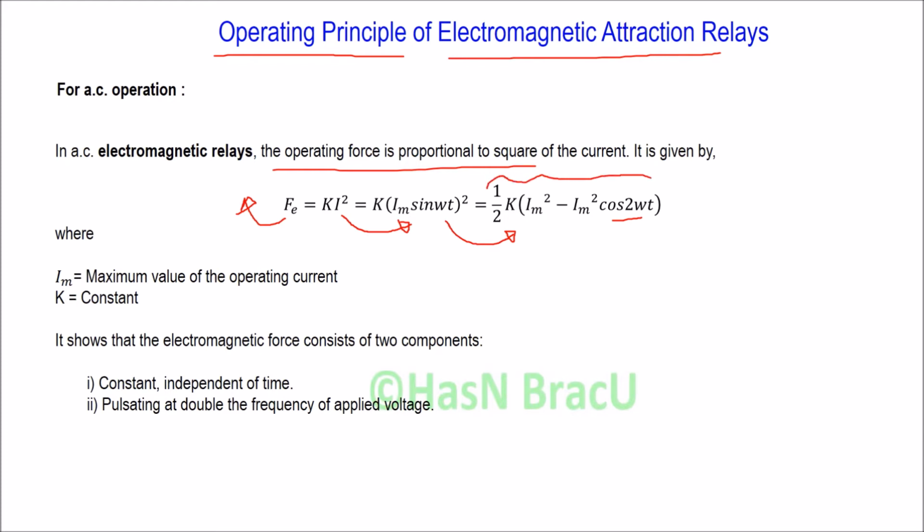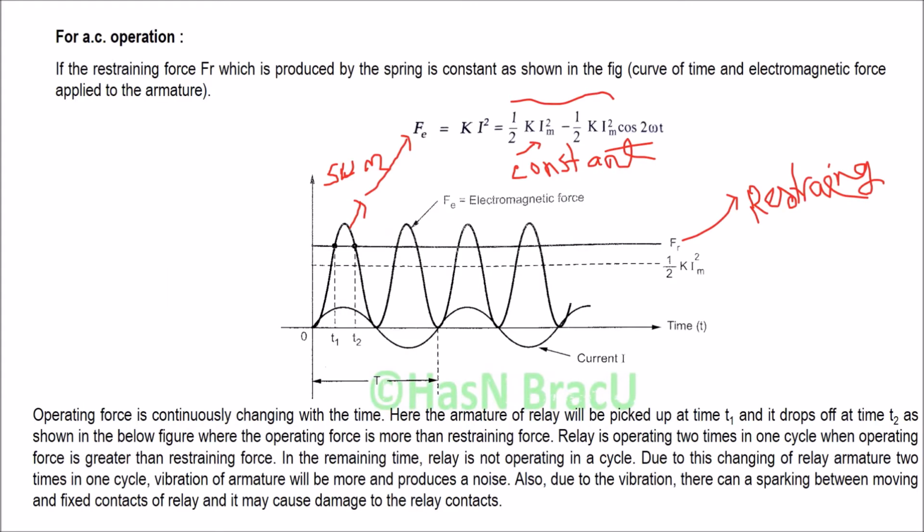Now you can see electromagnetic force consists of two components. One is constant, which is half K Im square. Another is dependent on time, which is pulsating at double the frequency of applied voltage. Now we can graphically show the equation of resultant operating force.